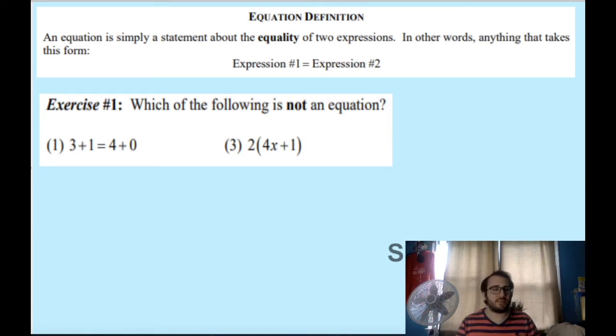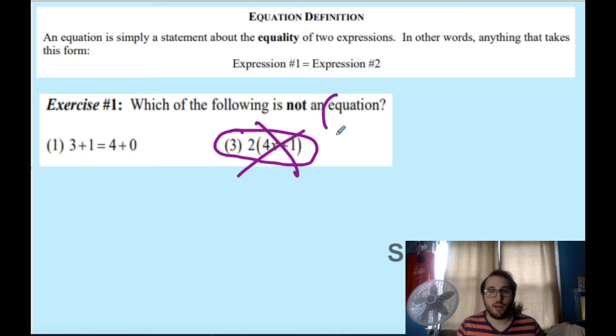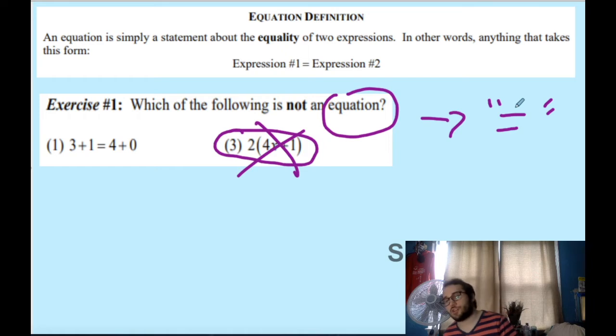Okay, so exercise 1, which of the following is not an equation? I don't even know if I said that. I'll have to check the video. So this one is definitely not an equation. And I'm going to be super clear. Equations have equal signs. That's the easiest way to know if something's an equation. It has an equal sign.